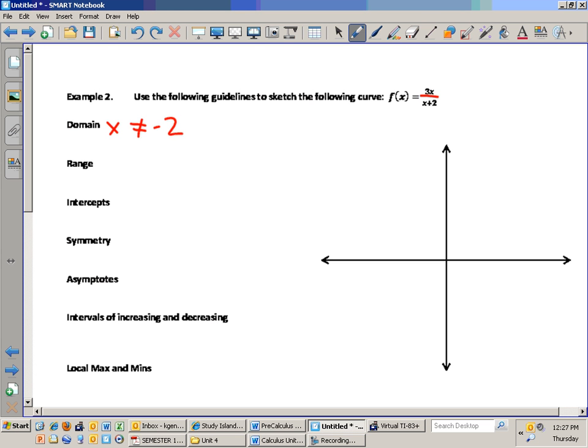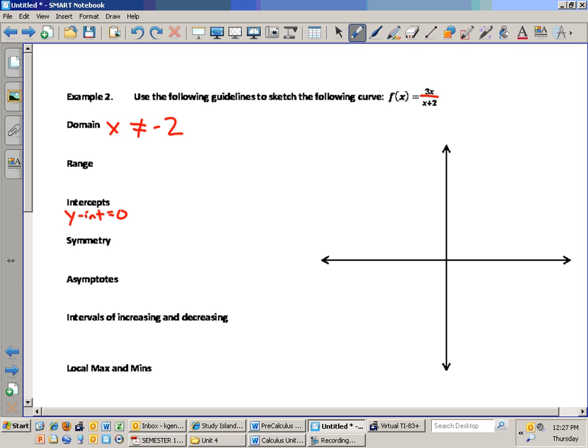Intercepts. To figure out the y-intercept, I plug in 0 for x. If you plug in 0 for x, you get 0 over 2, which is 0. So the y-intercept is equal to 0.